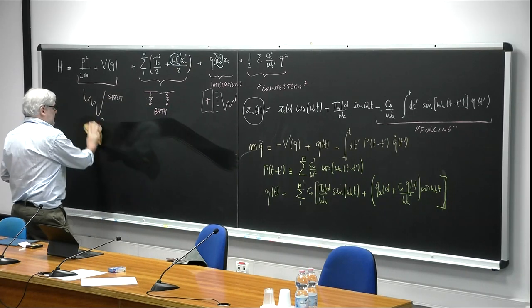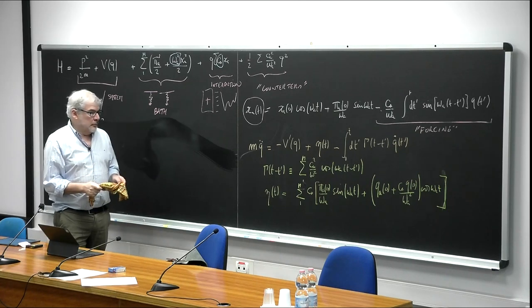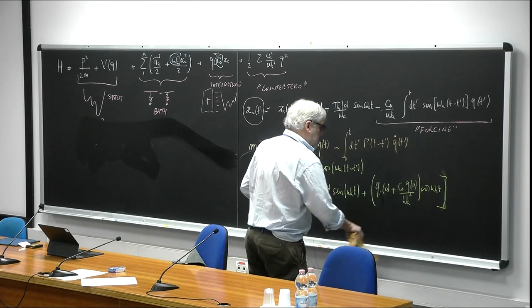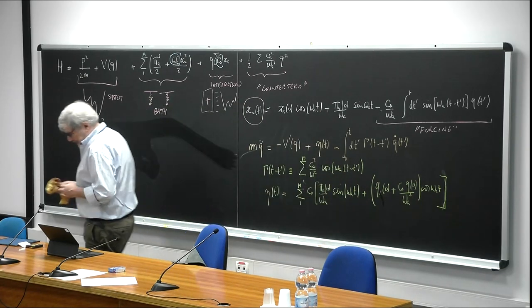So what is QA of 0 in the parentheses there? Maybe it's just Q of 0? Okay. Thank you.